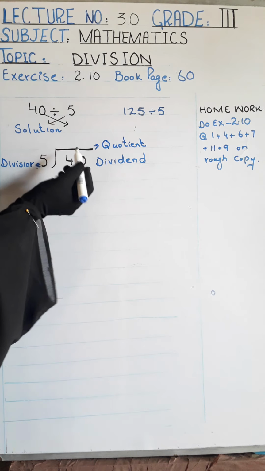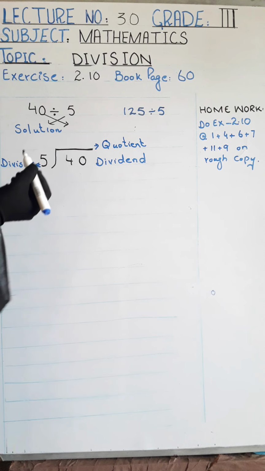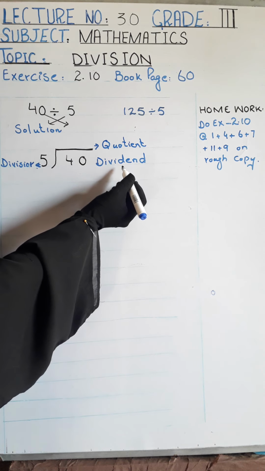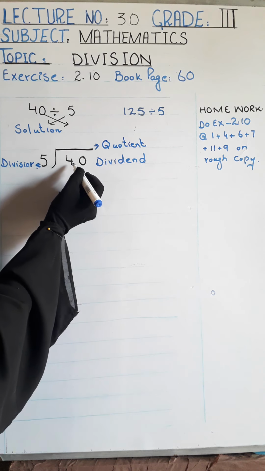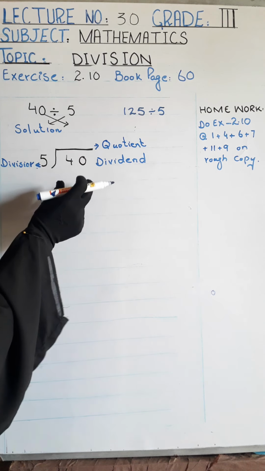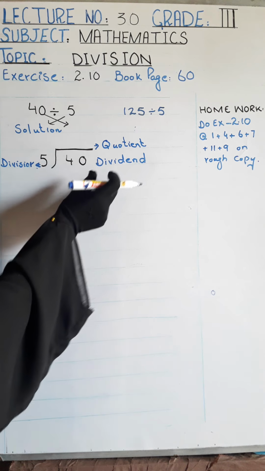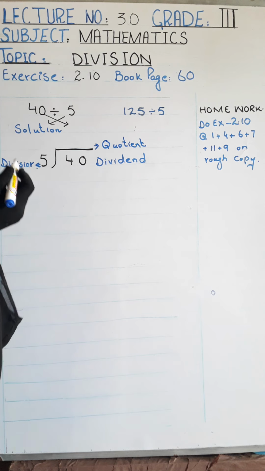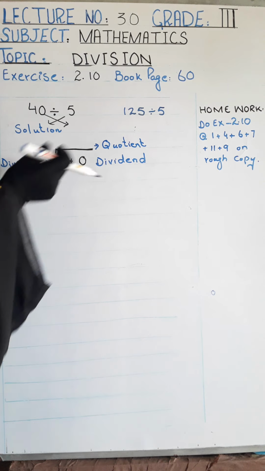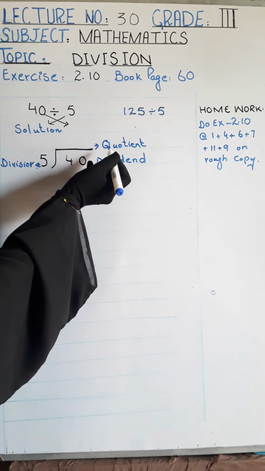Now, move toward the question. We switch the question and write it on the screen. We write the greater number inside and the smaller number outside. This number is called dividend, the number which is divided. And the number by which we divide is called divisor. And here, this is the quotient, the answer.